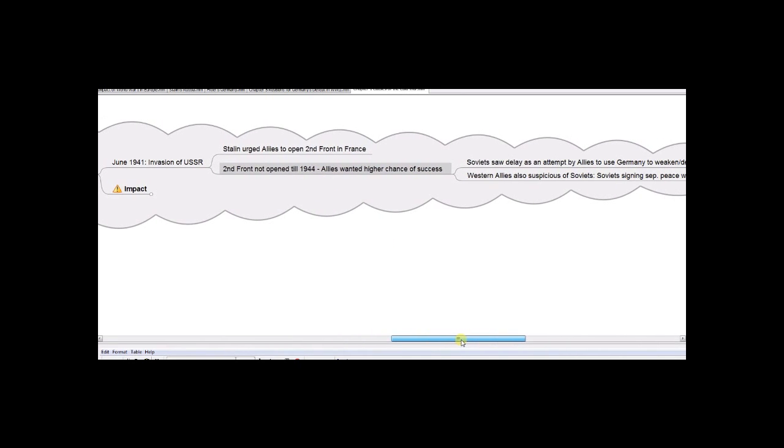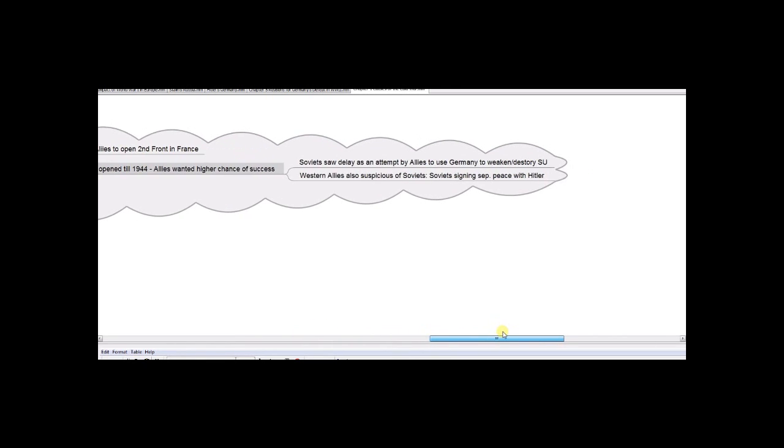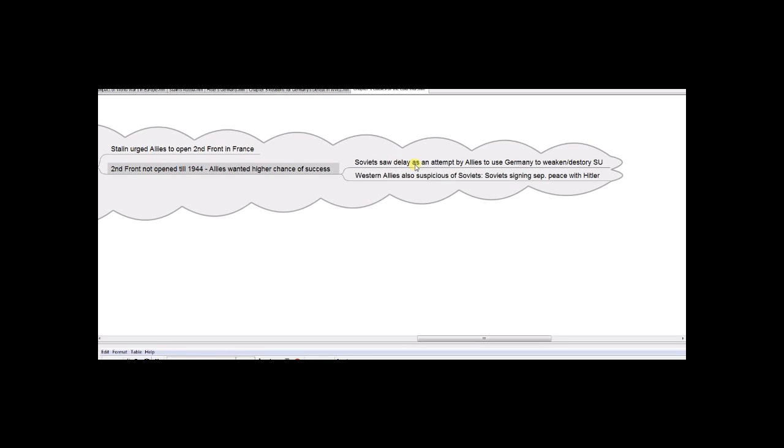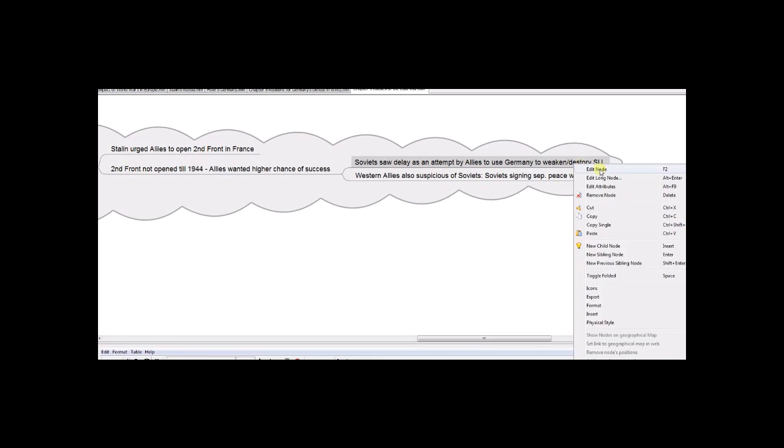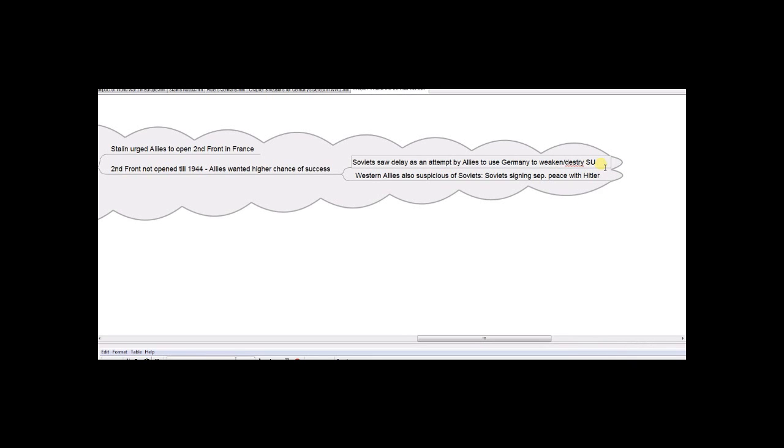Although the Allies saw it as a very smart move to make sure that they were 100% ready before they launched that invasion to open the second front, the Soviets did not really see it as such. They saw the delay, in fact, as an attempt by the Allies to use Germany to weaken or destroy the Soviet Union. Stalin felt that the USA was trying to get Germany and the Soviet Union to weaken themselves so much that eventually in the post-war world, the USA would be able to gain influence in Europe very easily.